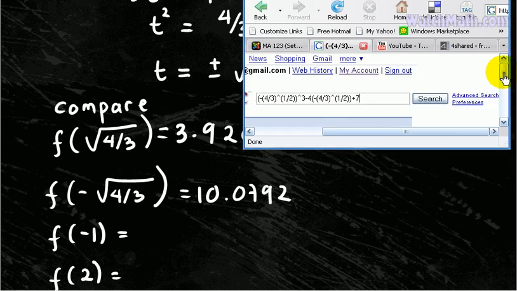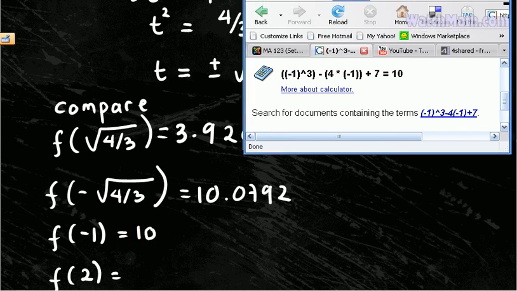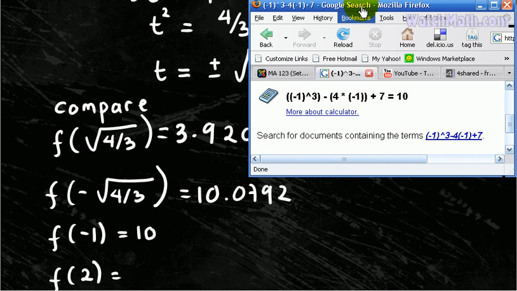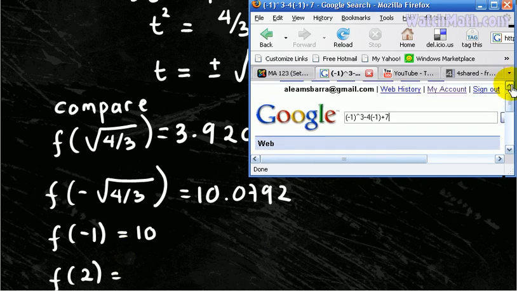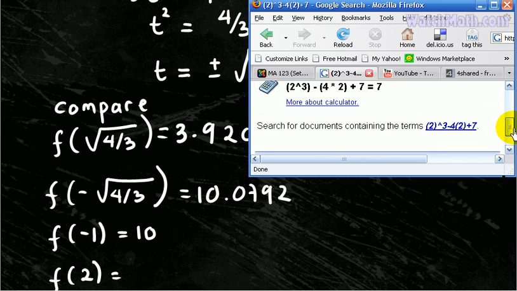Now we need to evaluate at -1, so we can replace all of this by -1. Well, actually it is not necessary because that's just a simple calculation, which is 10. And g of 2, this is also simple, you can compute on your own. And we have 7.